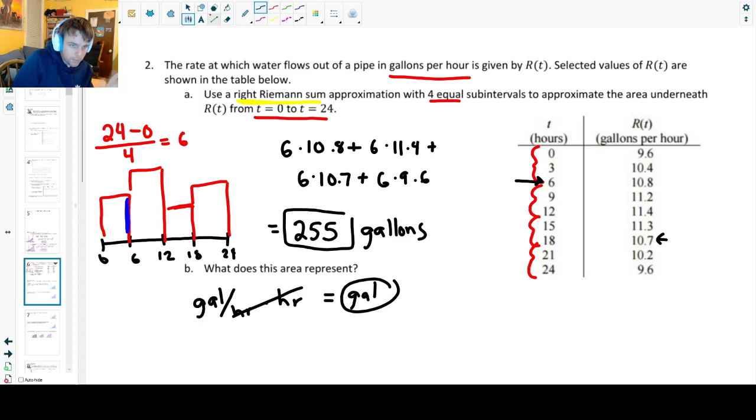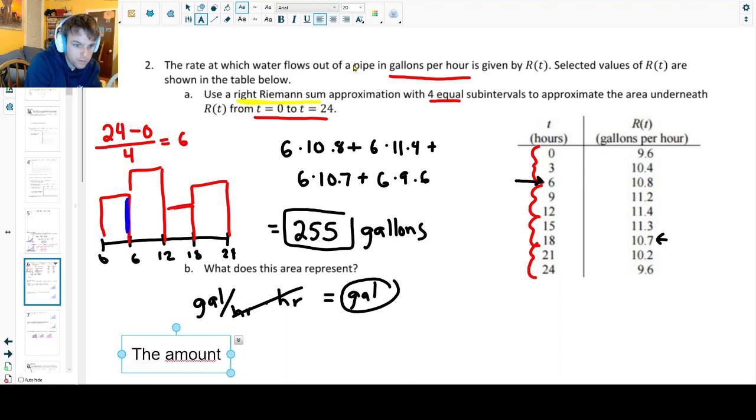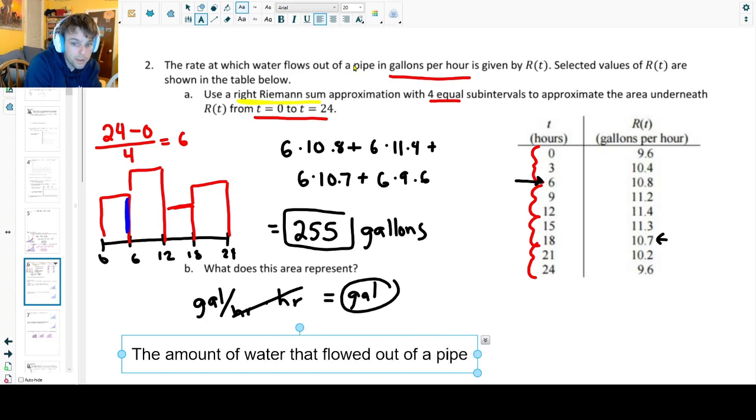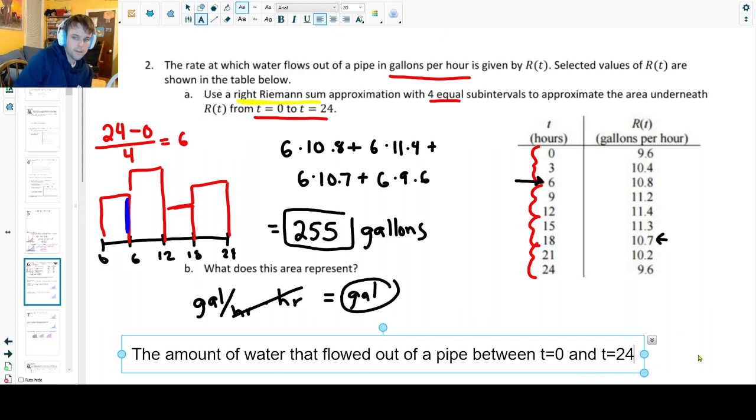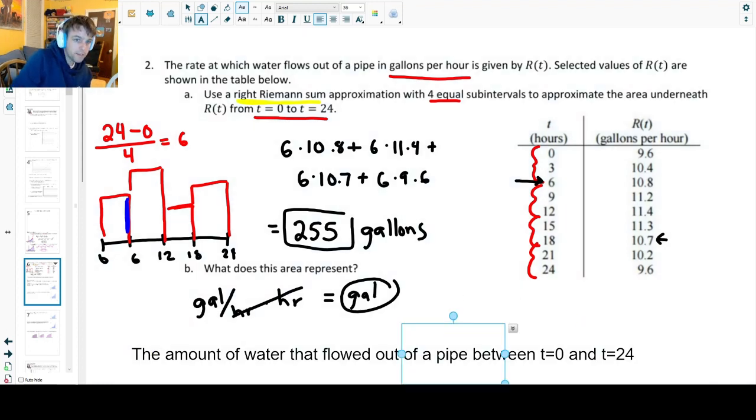So in summary, what does that mean? Let me go ahead and just kind of type this out real quick. The amount of water that flowed out of a pipe between t equals 0 and t equals 24. Right? So we're saying that between these times, a total of 255 gallons of water flowed out of this pipe.